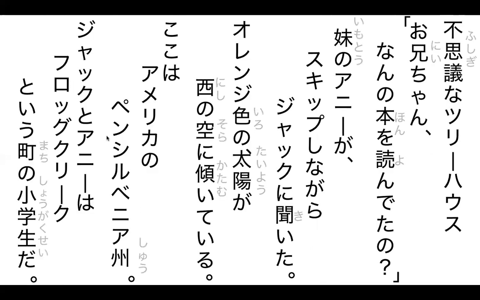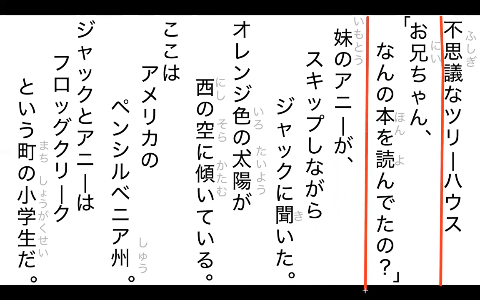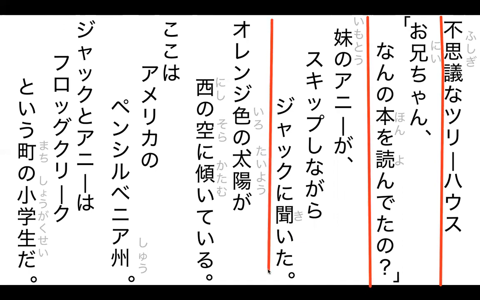So now we're going to reread all the lines we've gone over, and you're going to translate them for me as you go. So one line at a time. I'm guessing the first one. Okay, yeah. Fushigi na tsuri house. So, mysterious tree house. Yes. Oni-chan, nan no hon yonde ita no. So, big brother, what book are you reading?